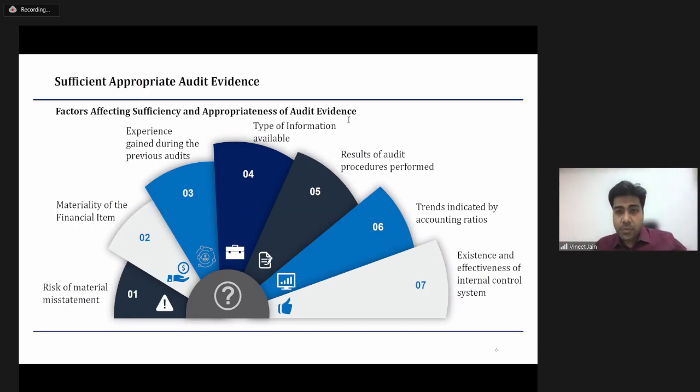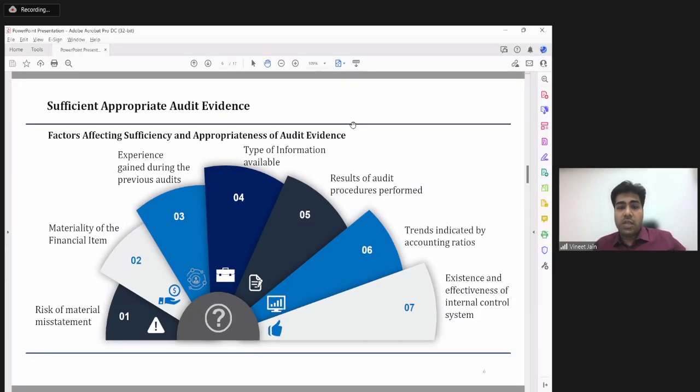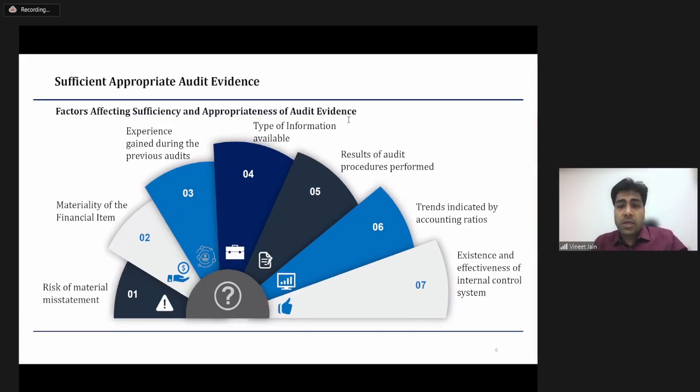So the type of information available is also one of the factors which affect the sufficiency and appropriateness level of audit evidence. Then the fifth aspect is the result of audit procedures performed. We perform a lot of audit procedures, and based on those audit procedures, we decide whether we need to dig in more into the books and see what is required to get comfort over the numbers, or we may think, okay, we have sufficient comfort and we can do it. So the results of audit procedures performed is also one of the factors affecting sufficiency and appropriateness of audit evidence.